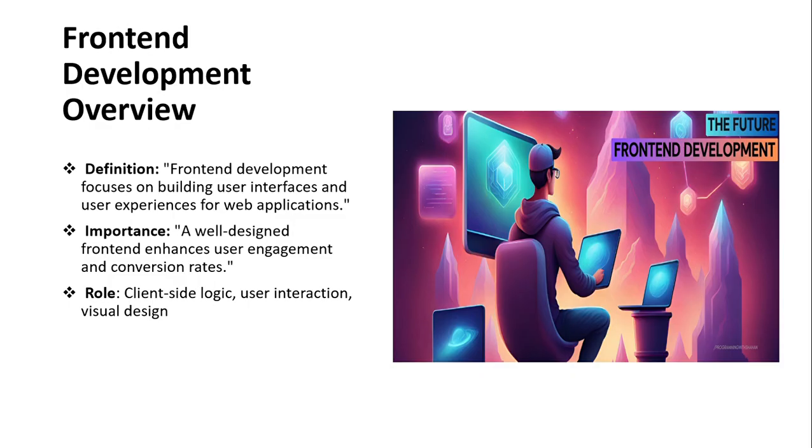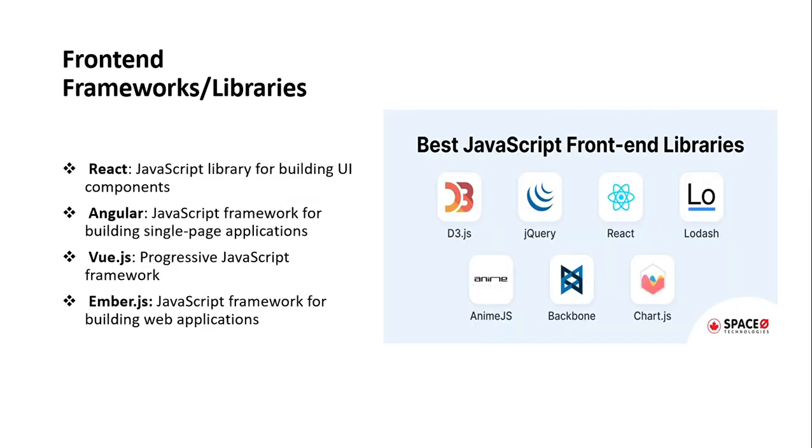All right, let's go further. We have front-end frameworks and libraries. React is one of the JavaScript libraries for building user interface components. It's one of the very popular frameworks used today. We have Angular, which is also a JavaScript framework for building single-page applications. We have Vue.js, a progressive JavaScript framework. We have Ember.js, a JavaScript framework for building web applications.